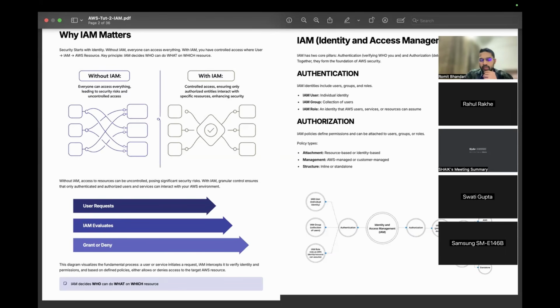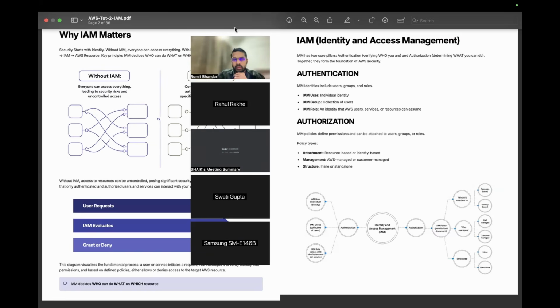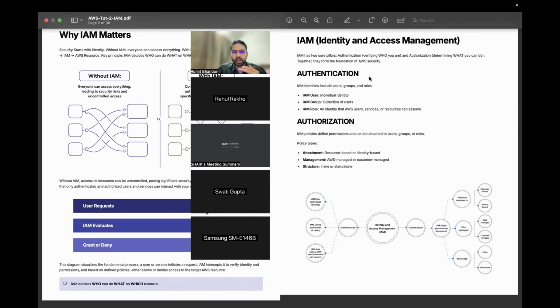Okay, and the idea is that there are two things when we start off with IAM. Generally, we start off with authentication and authorization. So the different IAM entities which comprise this would be IAM user, group, or role.